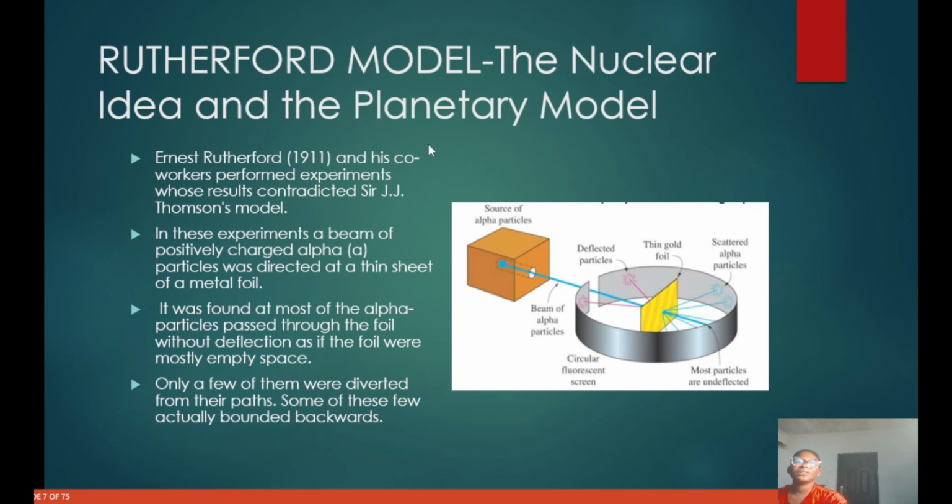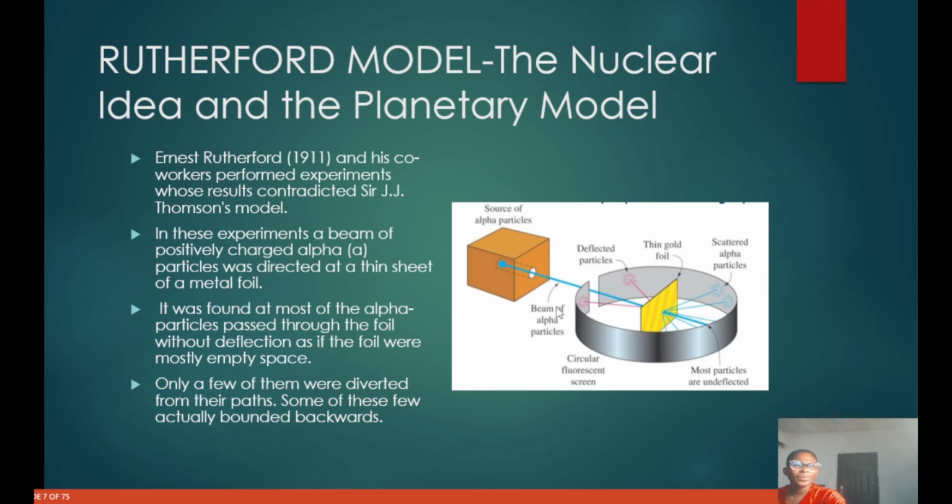So, the Rutherford model. Ernest Rutherford and his co-workers performed experiments whose results contradicted Sir J.J. Thomson's model. The atom is not a big sphere of positive charge, but the nucleus is at the center. In 1911, in this experiment, a beam of positively charged alpha particles was directed at a thin sheet of metal foil.